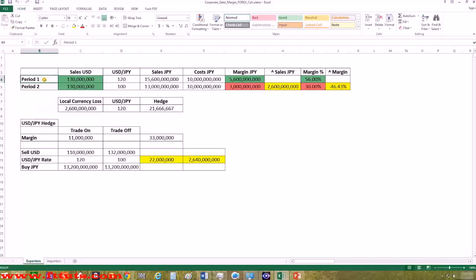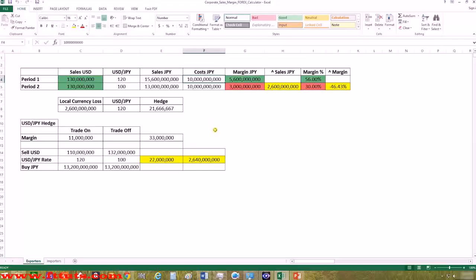So basically we're in period 1, and next period, period 2, we have a forecast of Sapporo of 130 million US dollars, and the forecast is in period 2, so here. And Sapporo think that there's a risk that the dollar yen exchange rate may fall to 100 from 120. Now the sales in yen in period 1 equates to $130 million times 120. So that's 15.6 billion Japanese yen.